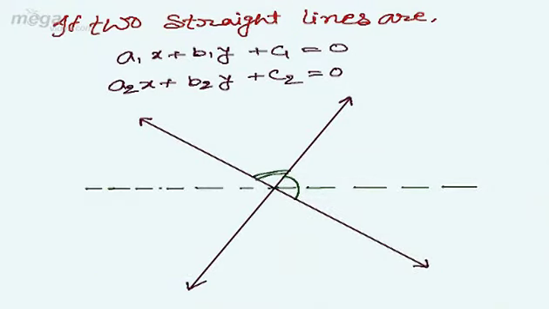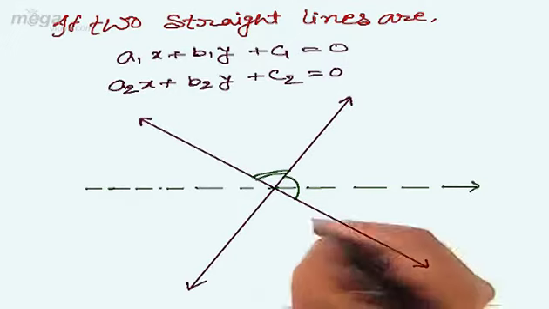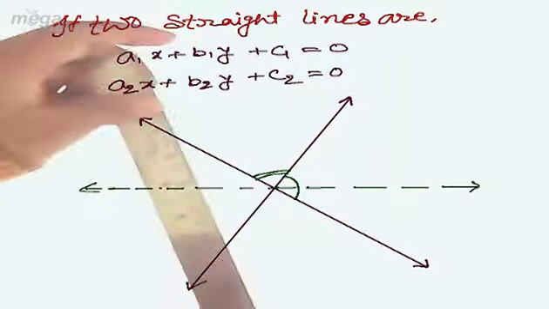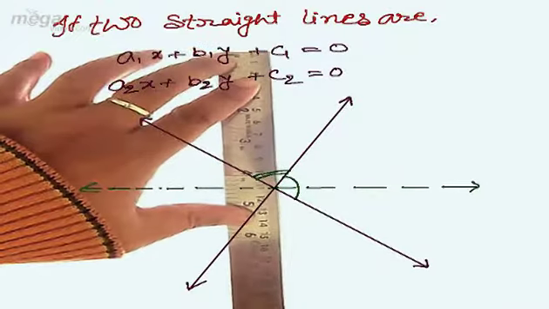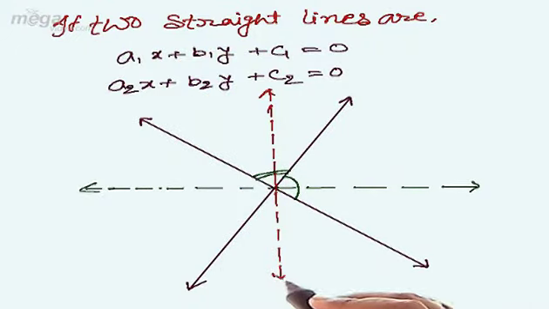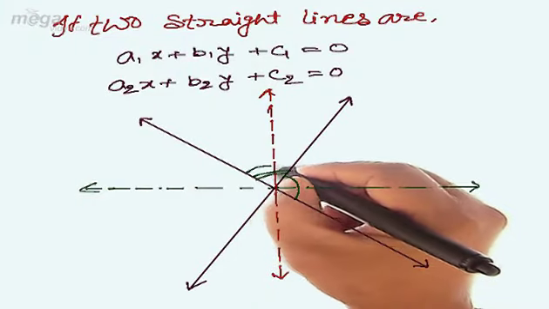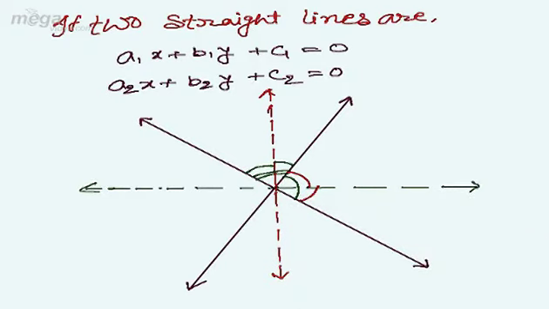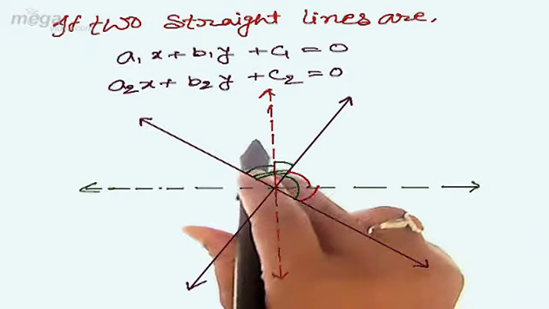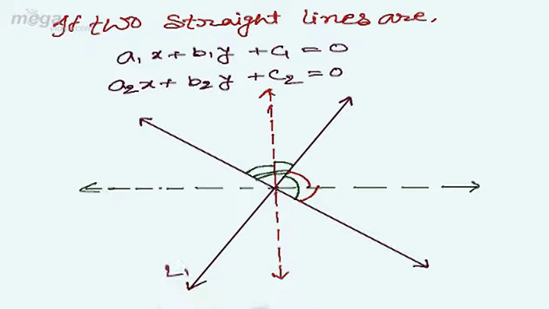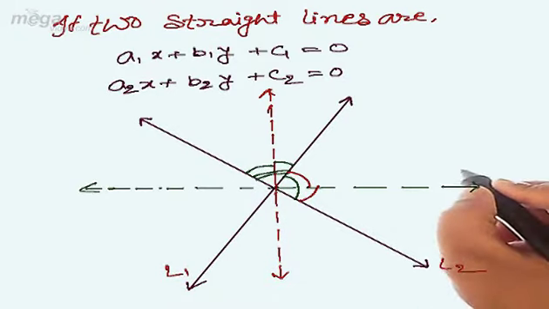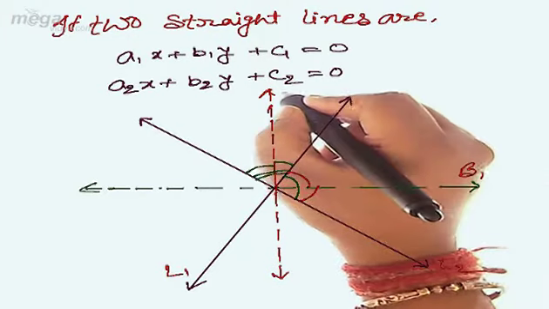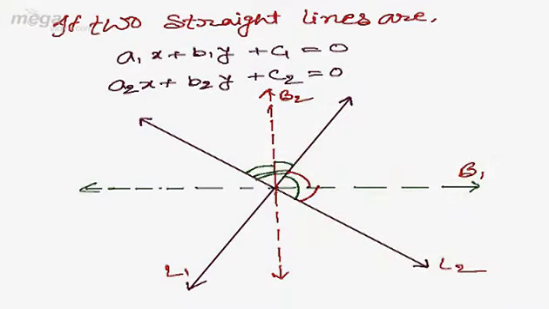If we take this line as one of the bisectors of one of the angles, and if we take the second bisector as these two lines, such that this angle is equal to this angle and this angle is equal to this angle. Now you have to find the equation of these two bisectors. Here this is line 1 and this is line 2. This is bisector number 1 and this is bisector number 2. Now you have to find the equation of these two bisectors.